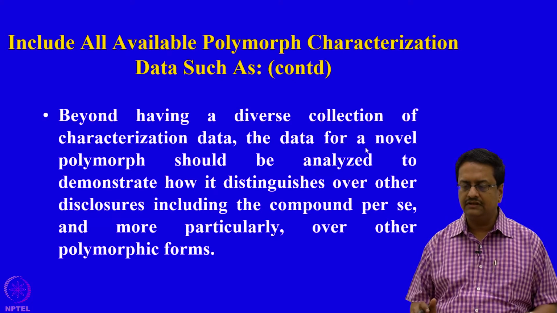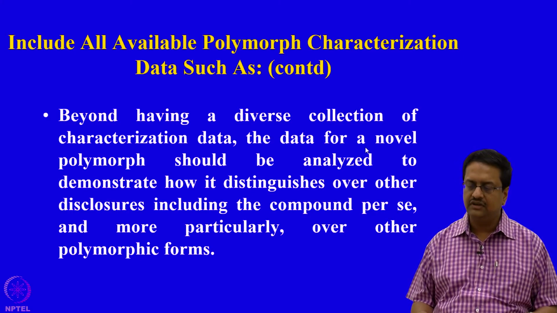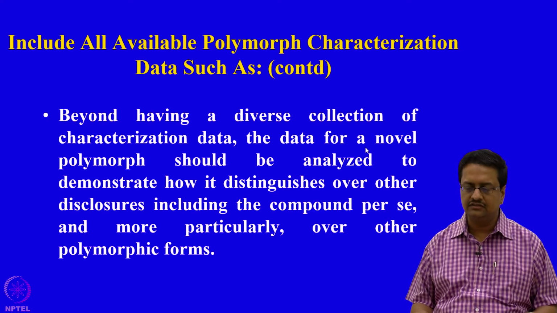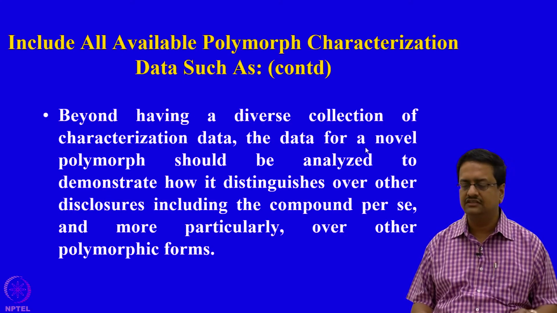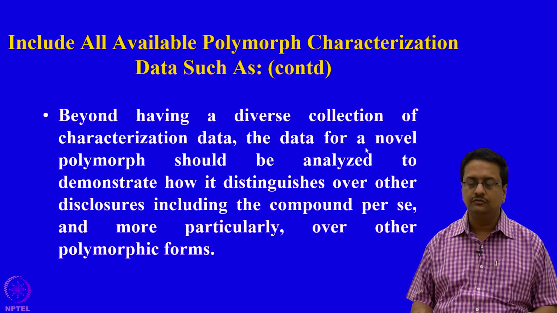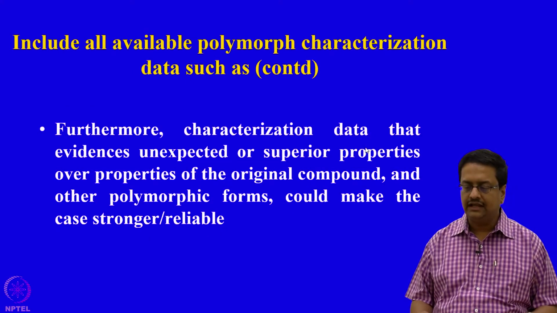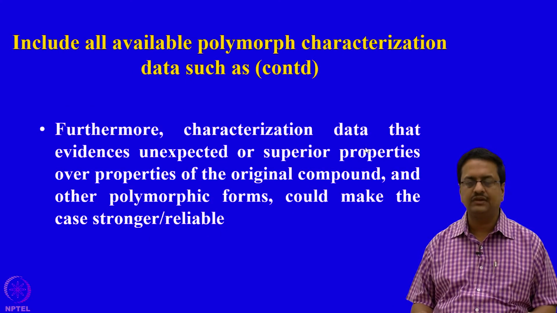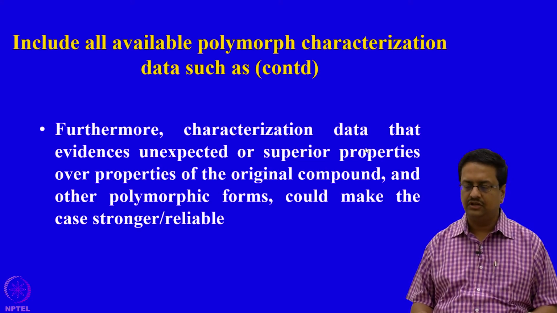So, beyond having a diverse collection of characterization data, the data for a novel polymorph should be analyzed to demonstrate how it distinguishes over other disclosures, including the compound per se and more particularly over the other polymorphic forms. So, we need to establish the superiority of this particular form to be able to use it in lieu of the original form. In addition, the characterization data that evidences unexpected or superior properties over properties of the original compound and other polymorphic forms could make a stronger or reliable case.